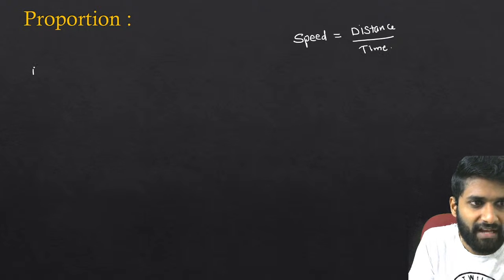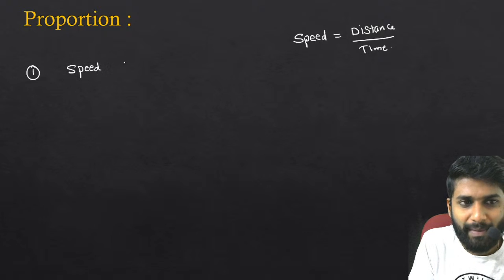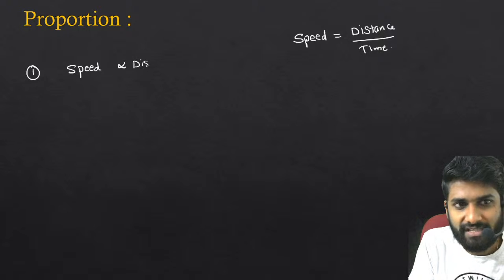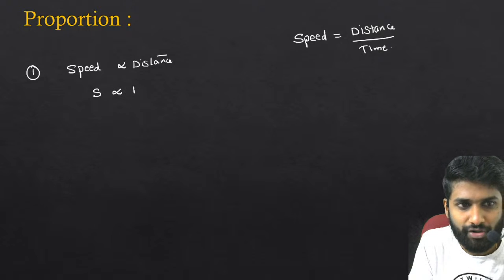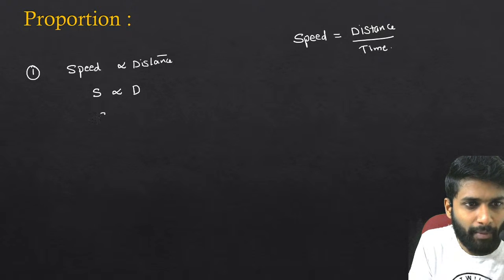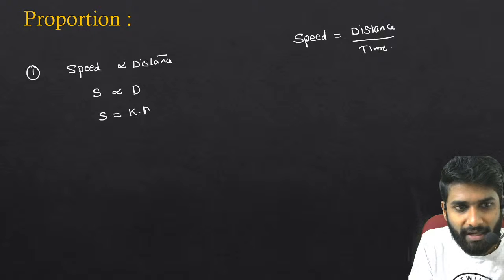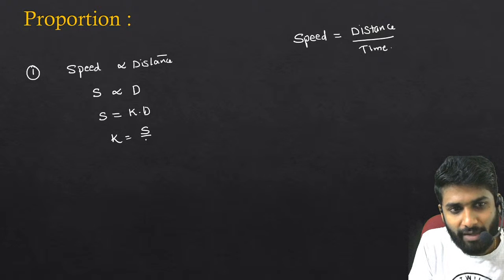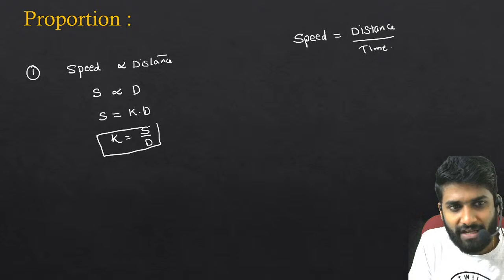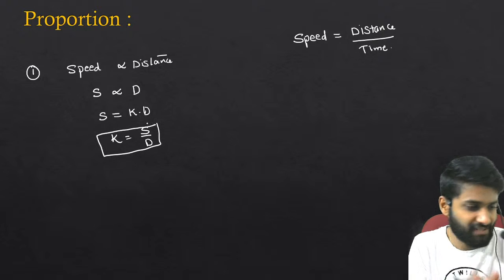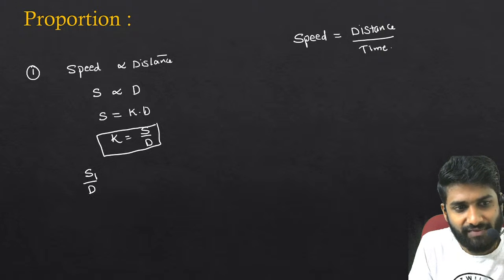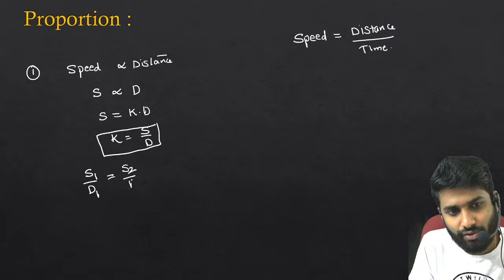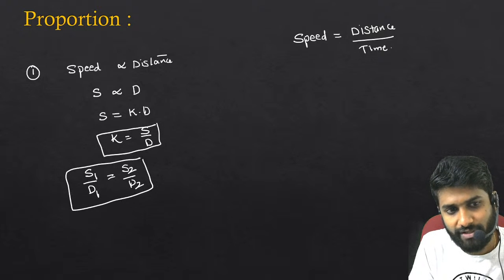Then what is the proportionality? See, in the relation between speed and distance, speed is directly proportional to the distance. If you want to eliminate the proportionality, s is equal to k into d. If you want the constant value, that value becomes s by d. For example, if s1 d1 is given and s2 d2 we need to find, the formula is s1 by d1 exactly equal to s2 by d2. This is the first information.